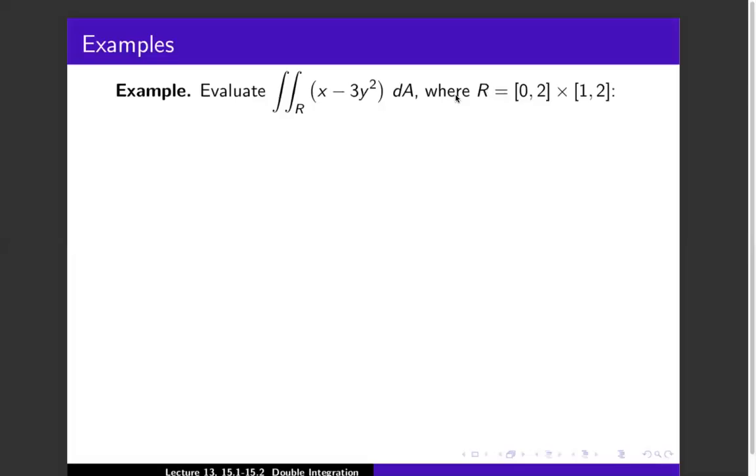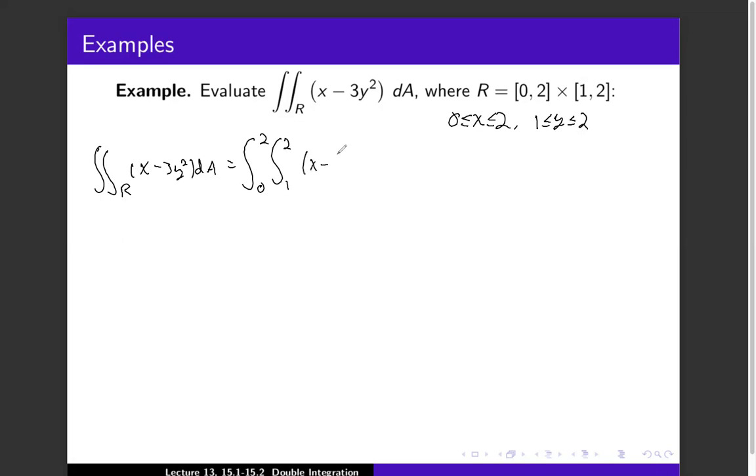So let's do an example of this. For this example, because we're working in the rectangle from 0 to 2 times 1 to 2, that means that we've got x going between 0 and 2, and y going between 1 and 2. So this double integral over R of x minus 3y squared dA, let's say that we want to integrate it with respect to, I don't know, y first for no particular reason. If we do it with respect to y first, the outside integral is going to have the x bounds, the inside integral is going to have the y bounds. You can do this in either order. I'm just choosing to do it in the y order.